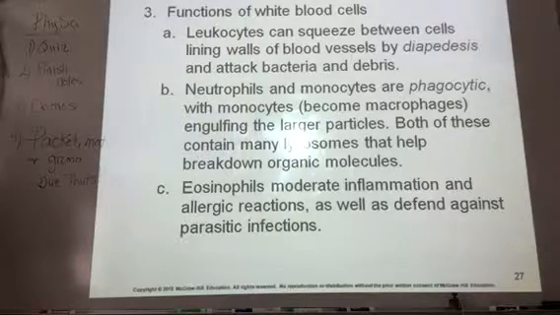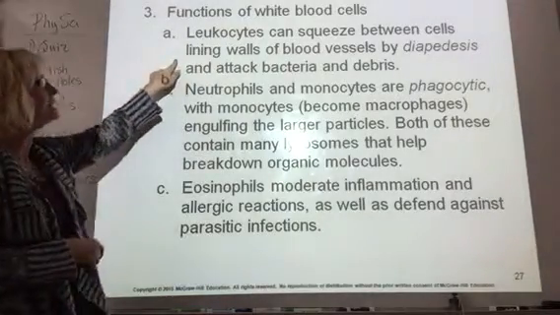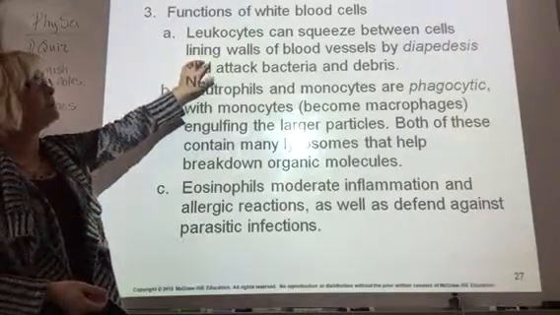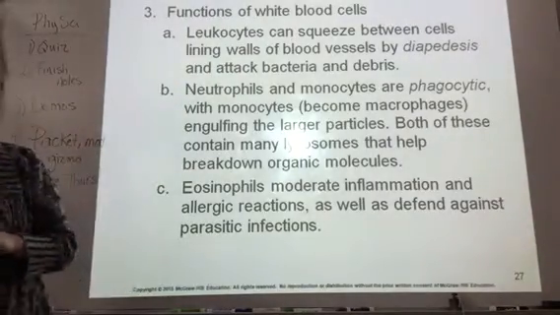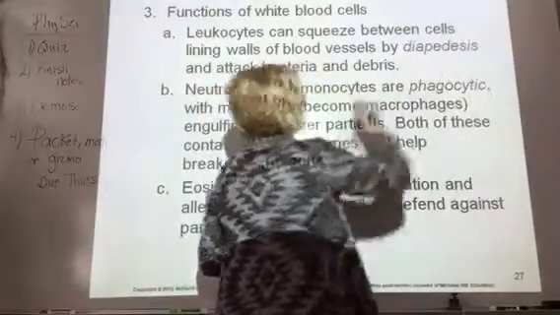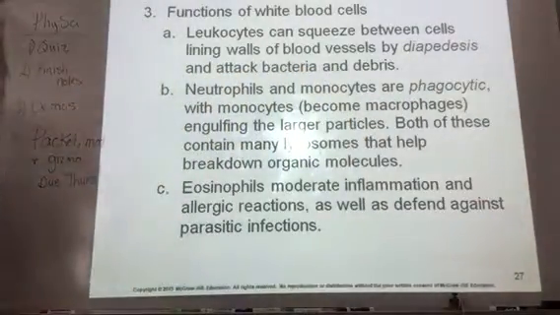So there they are. What do they do? They can squeeze between cells, and they can squeeze between the walls of blood vessels, and that has a special name that I would like you to know. So diapedesis is when a white blood cell will squeeze through or leave the walls of a blood vessel. And then they can attack bacteria and debris that is outside of the blood vessel. Neutrophils and monocytes are phagocytic, which means they can eat up or clean up and destroy other things.